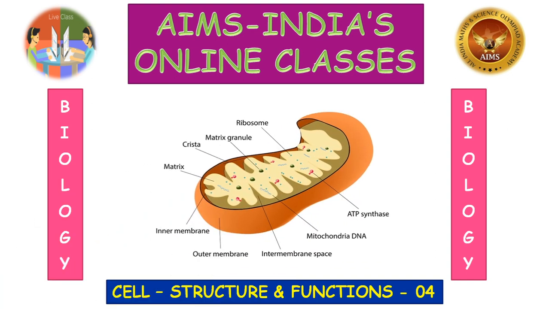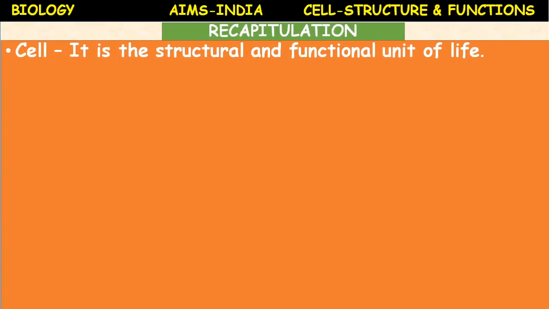Biology, cell structure and functions. Let us recapitulate the concepts which we have learned. Cell. It is the structural and functional unit of life. What is structural and functional unit? Structural means all parts of an organism are made up of cells, and functional unit means all the functions of the organism depend upon the functions carried out in the cells. Hence, cell is considered as structural and functional unit of life.